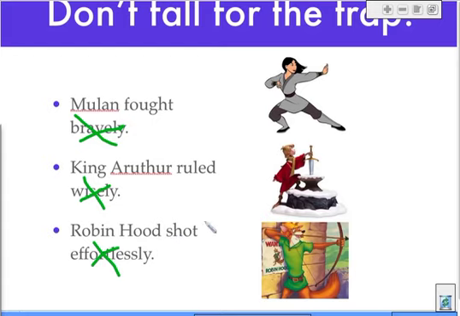If we said shot the arrow, then there would be something that received the action. If we said ruled the kingdom, there would be something that received the action. If we said fought the enemy, then there would be something that received the action. In each of these cases, they are all intransitive. Okay? Let's move on here.